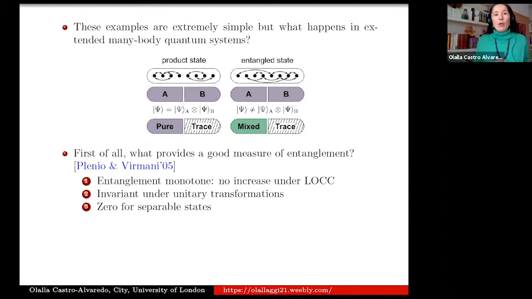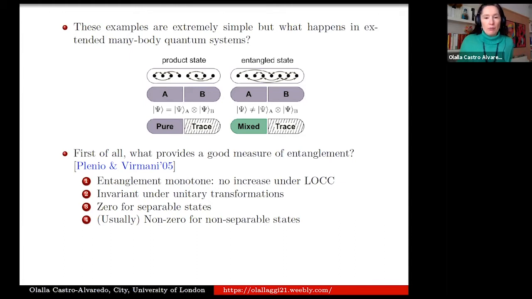And we would like this measure to be zero for separable states, factorizable states, like the state on the left-hand side in my picture. So I would like to be able to show that any of these functions gives me a zero when I compute entanglement of A with respect to B in that situation. And then there is one final property, which is a little bit the opposite of this, which is that it should usually be non-zero for non-separable states.